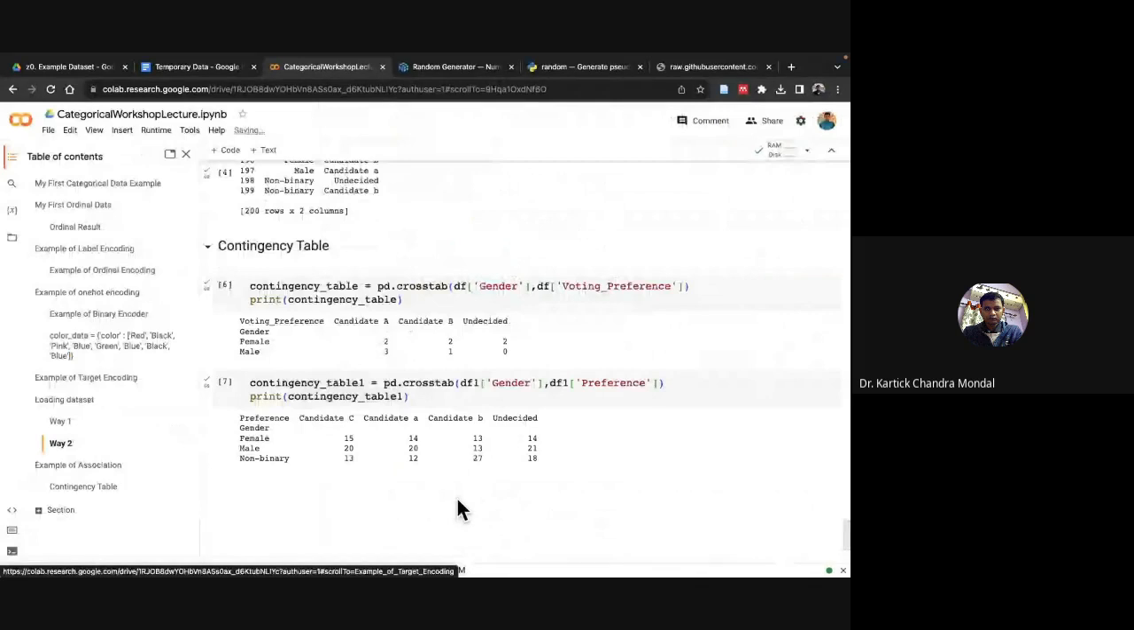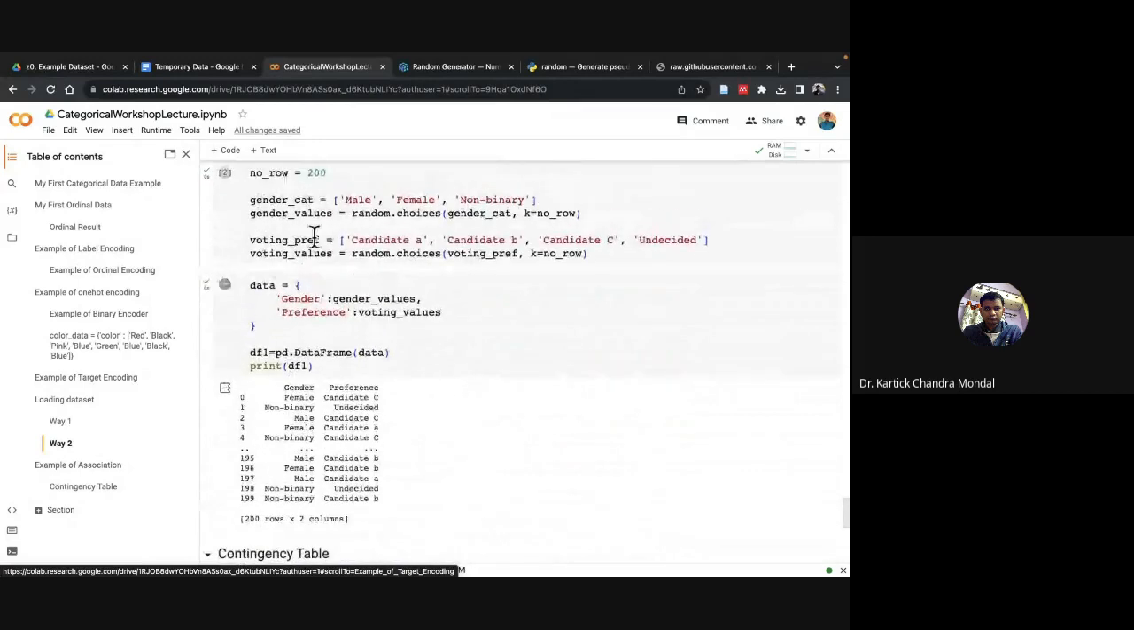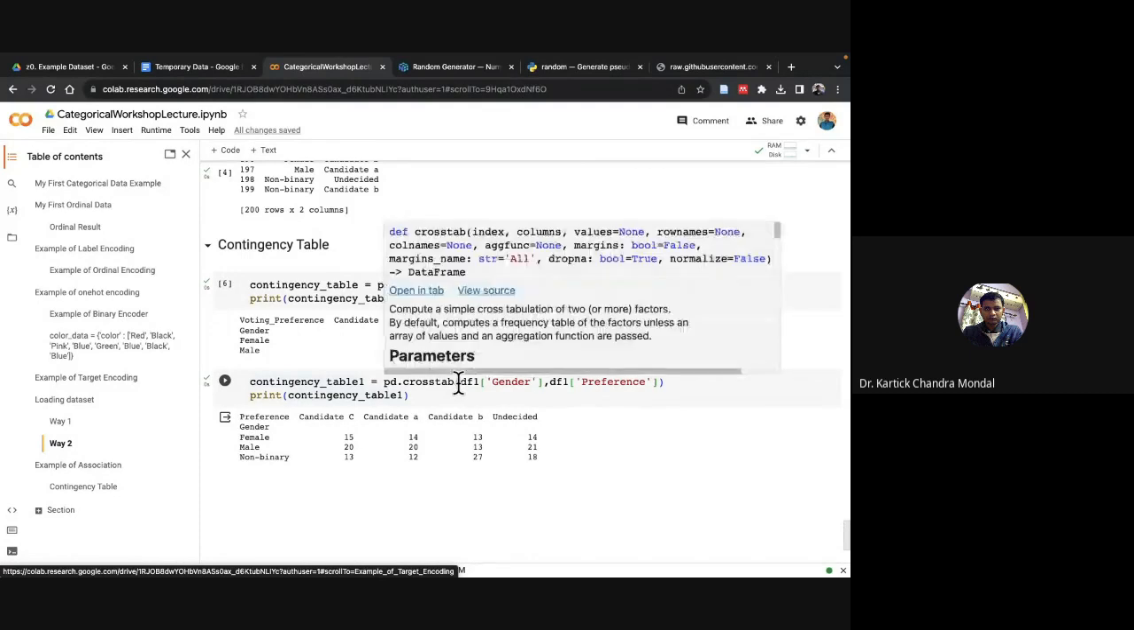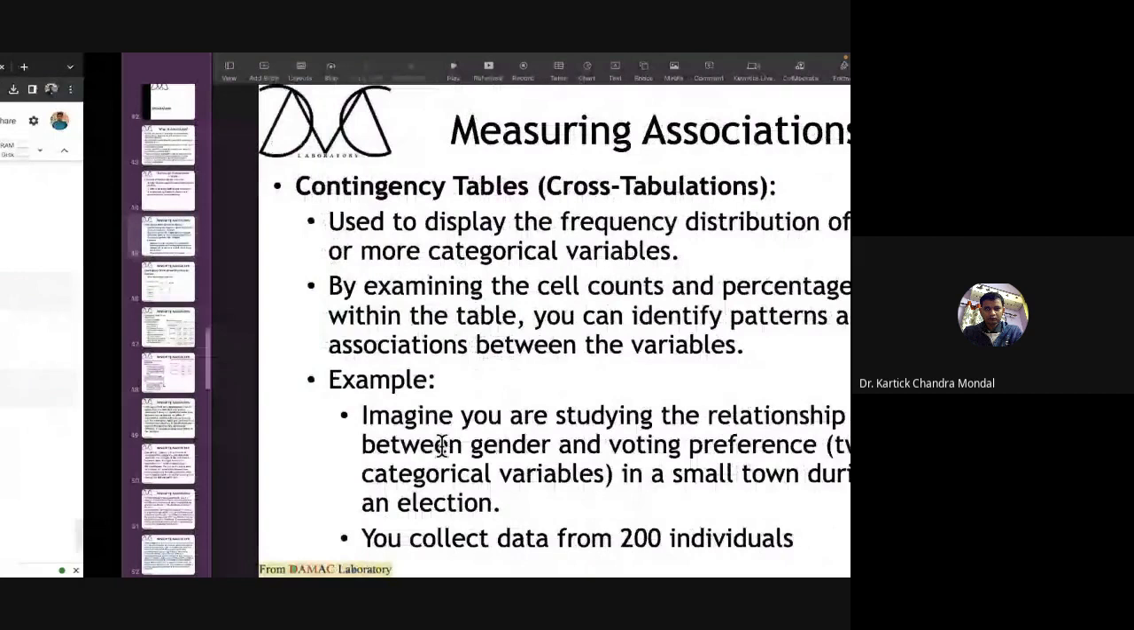If you look at this contingency table, I have explained these things, and you asked whether you have to create your own file every time, or you can load your existing file. That's the answer I have explained: after having the data frame, you can directly use the crosstab function of the pd library, the Pandas library, and generate the contingency table. Is it clear?